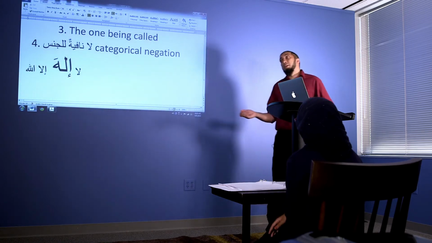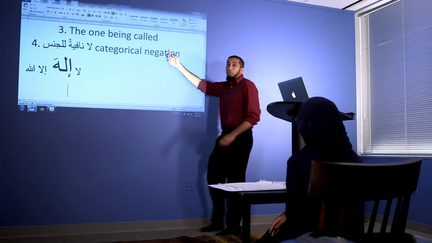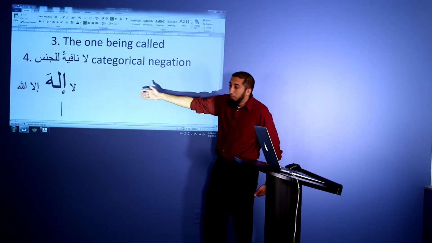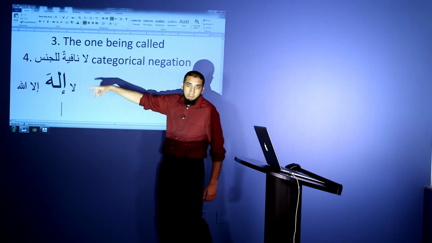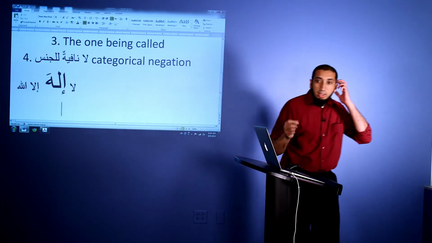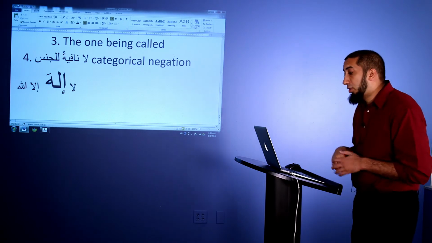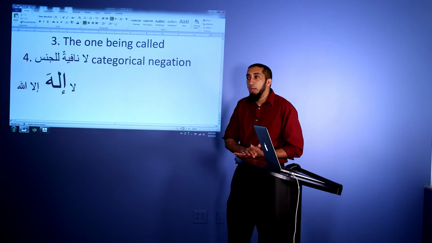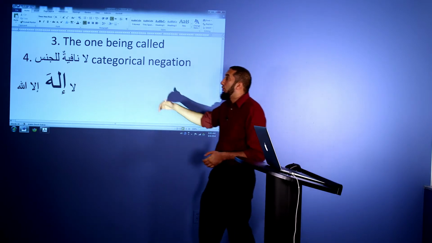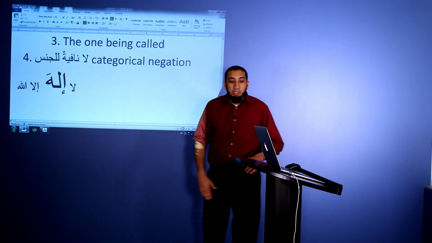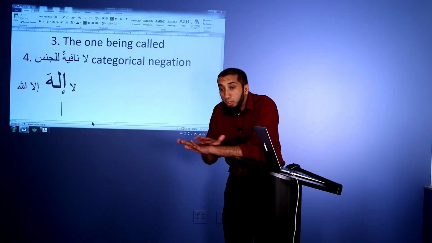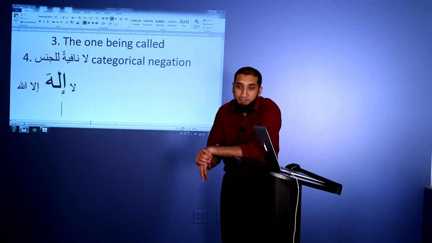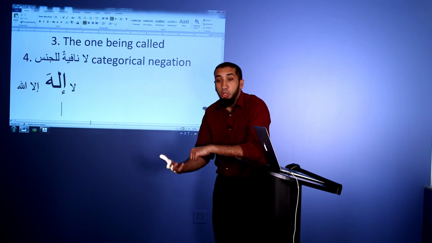The third possibility for ilaha to be light is maybe it's the one being called. It's not, because that's for ya. There's no ya here. It is actually from the fourth category, which is la nafiyatun lil jins. It means when you absolutely, categorically deny something. You're not just saying, for example, there is no God except Allah. You are saying there's absolutely no possibility whatsoever of any God at all except Allah. So it's a very, very strong way of saying no.